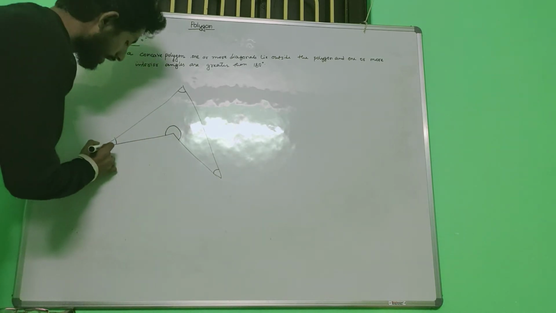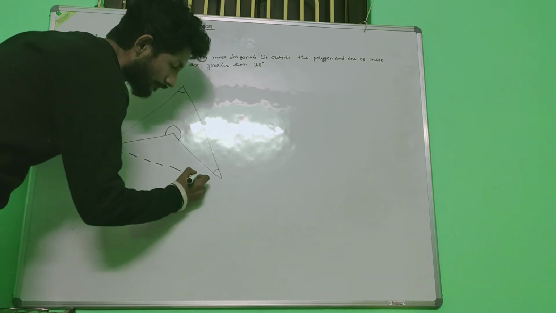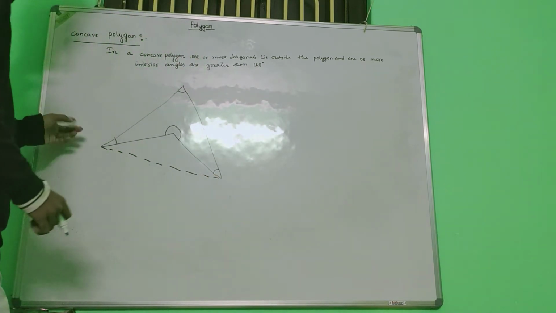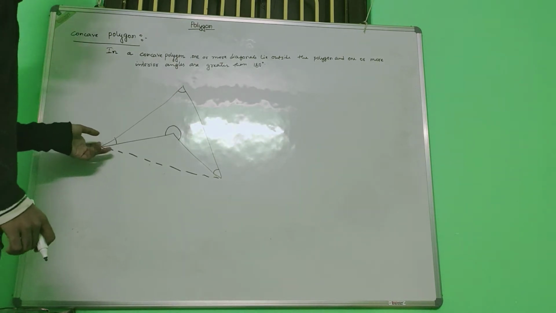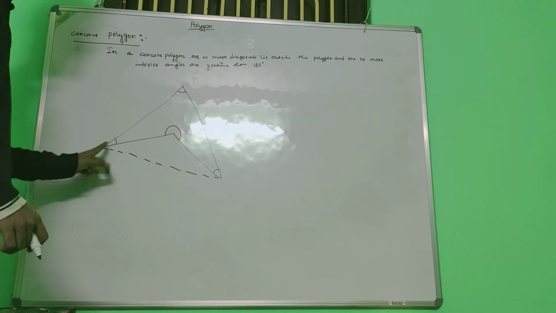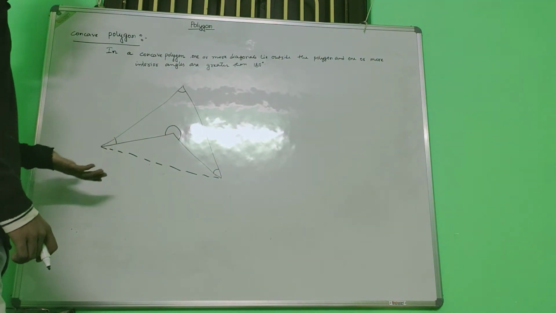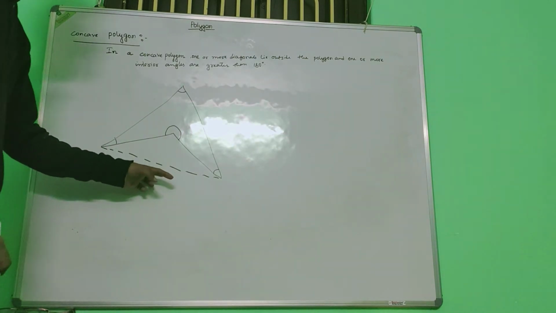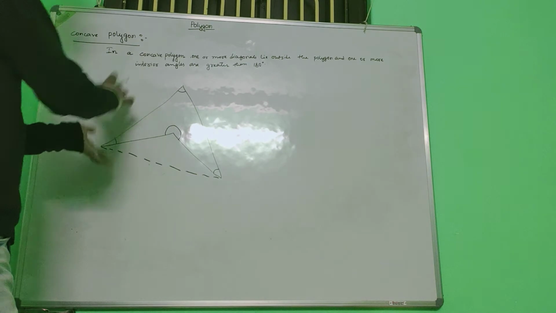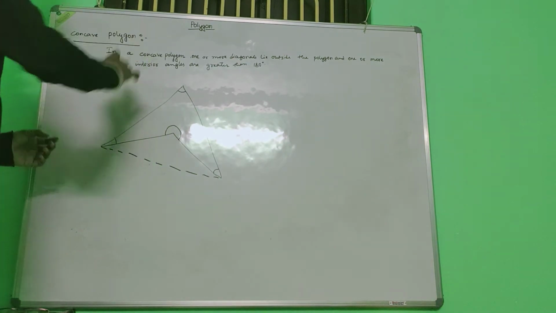As well as if we draw a diagonal, there is a diagonal, because I said that diagonal is the line joining two non-adjacent vertices. So these are non-adjacent vertices, so what we can say, one diagonal is lying outside the polygon. That means this whole polygon is called a concave polygon.